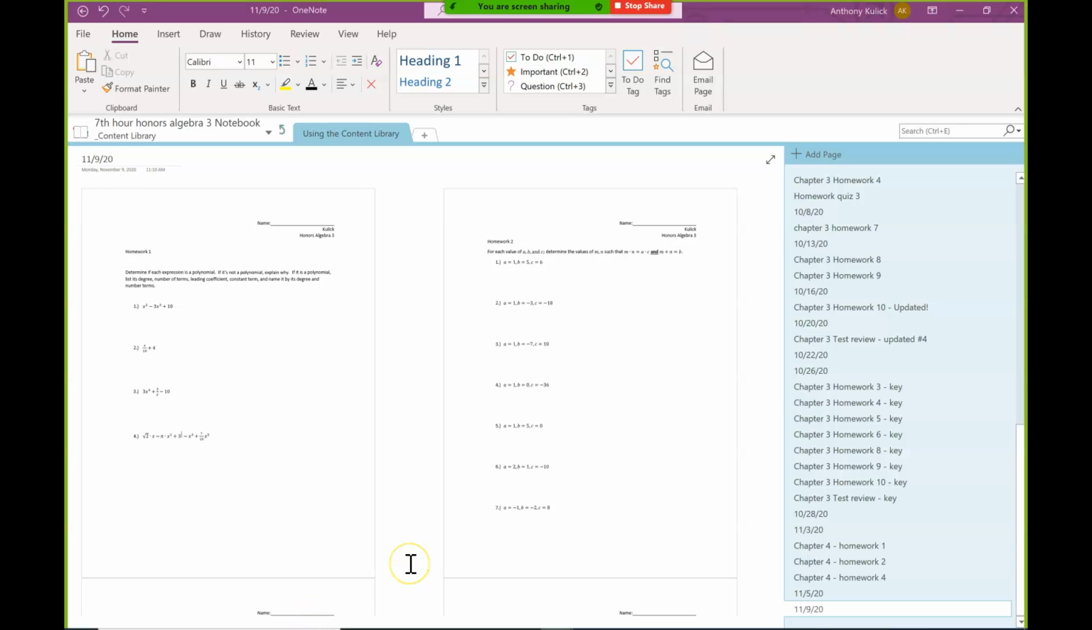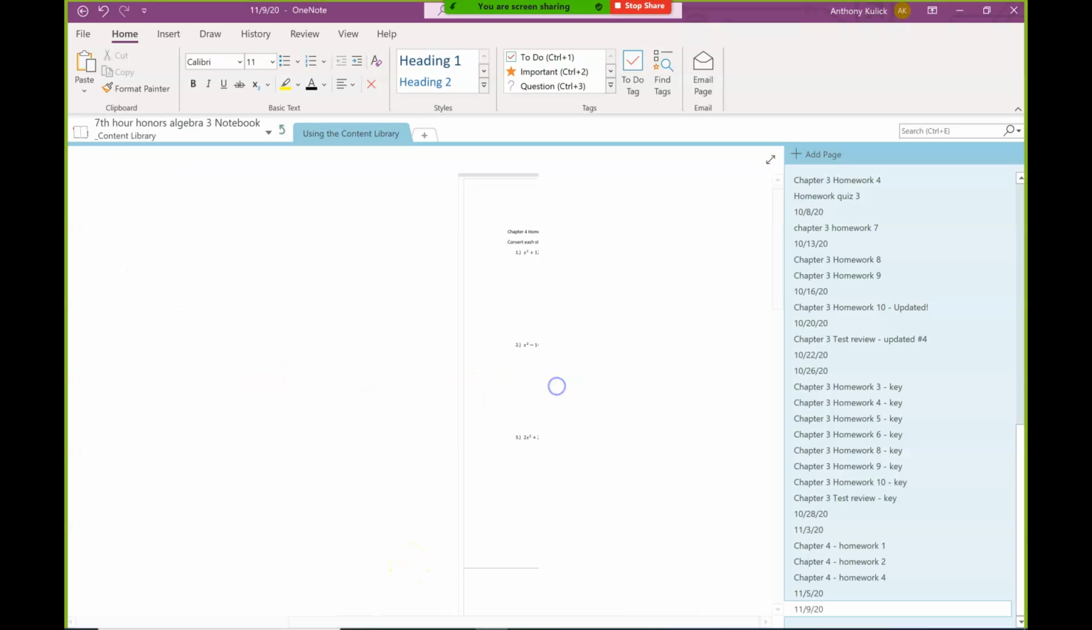Are there two number 5s on homework 4? I think I forgot my numbering didn't reset, or is there just, oh, okay. There's just one number 5. You're talking about this one at the end, right? Yeah.